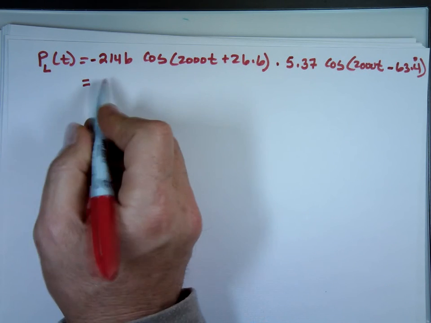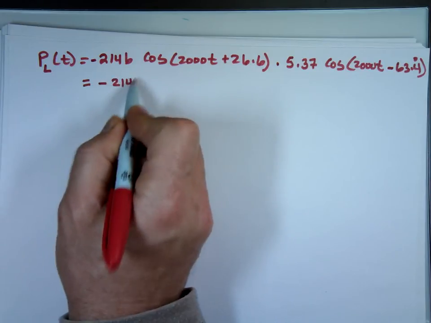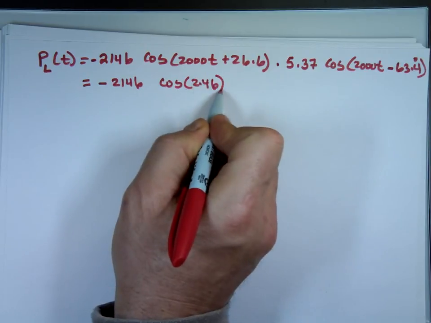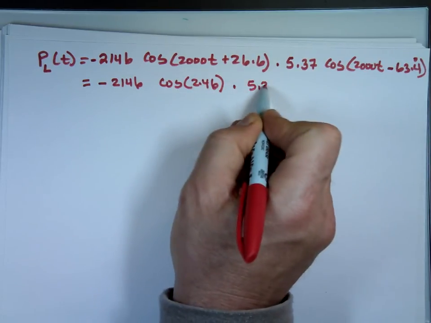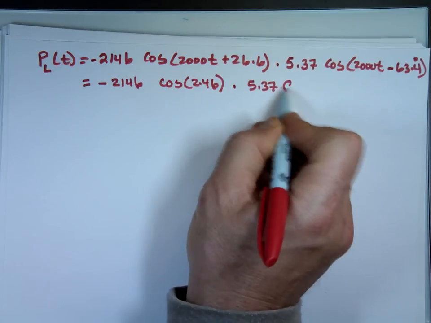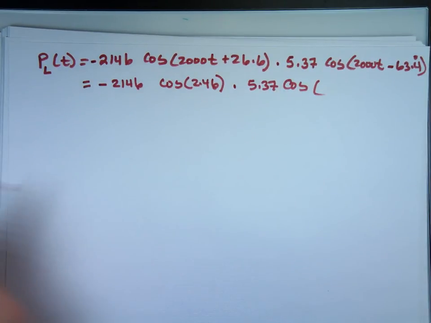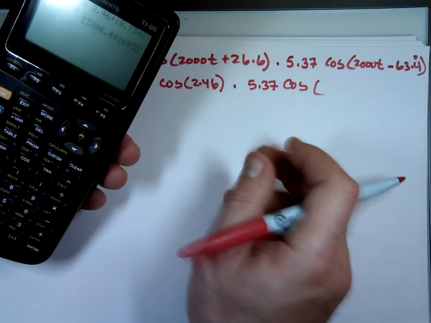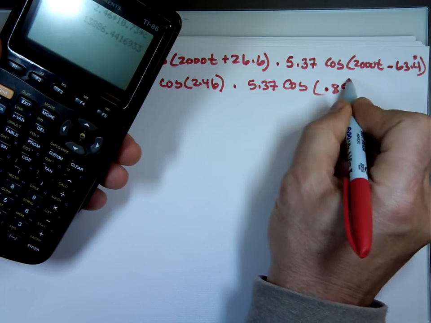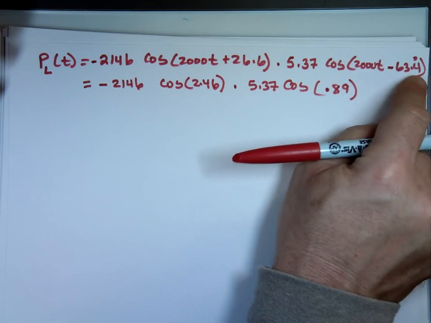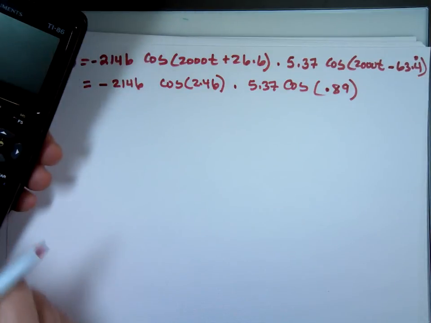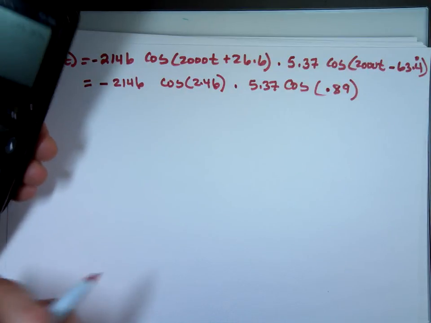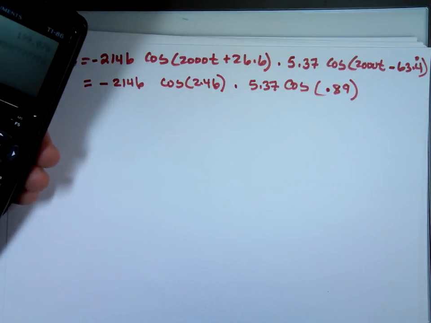So this will be negative 2146. We know that number is 2.46 radian, times 5.37 cosine. We know that's a 2.46 take away from it. What are we subtracting from it? It comes out to 0.89. The final answer? Yeah, 0.89 radian. You change the 63.4 to radian, which is 63.4 times 3.14, divided by 180 to convert it to radian, and it's 1.1. So 2.46 minus 1.1 is roughly that number here.